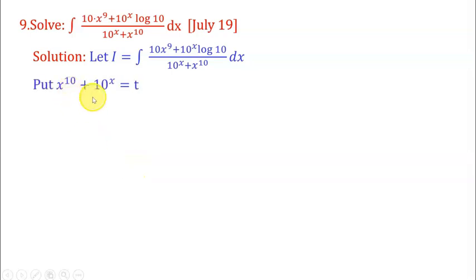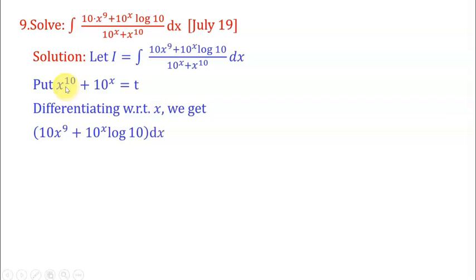Put x raised to 10 plus 10 raised to x equals t. After differentiating, the derivative of x raised to 10 is 10 into x raised to 9, and the derivative of 10 raised to x is 10 raised to x into log of 10, bracket complete into dx equals dt. This is the value of 10 into x raised to 9 plus 10 raised to x into log of 10, and its value is dt. Therefore, I equals the integral of dt upon t, and its integral is log of mod t plus c.